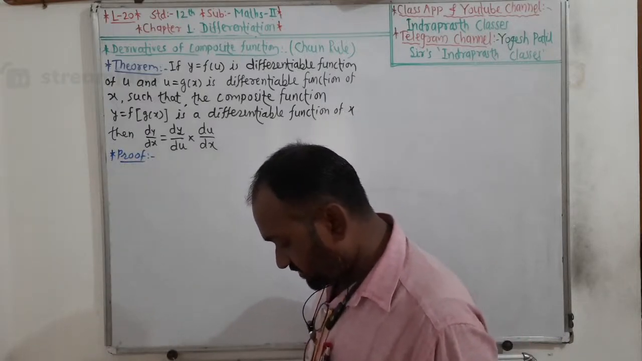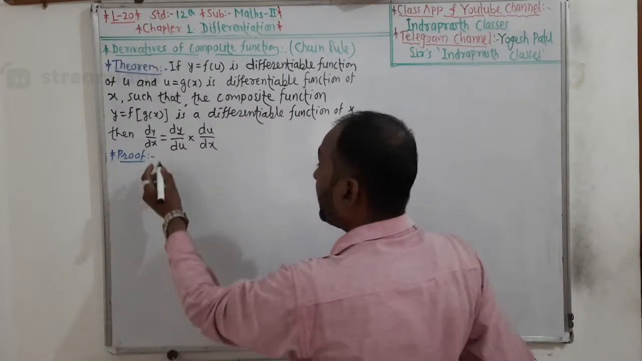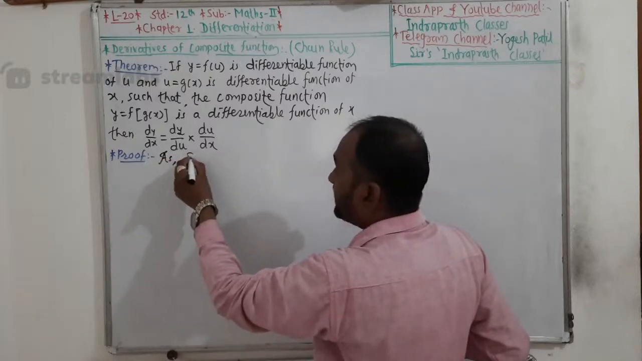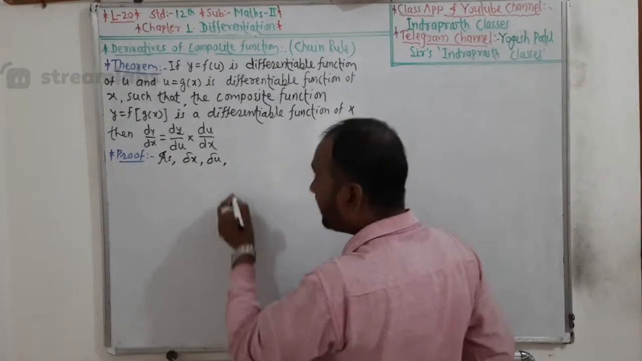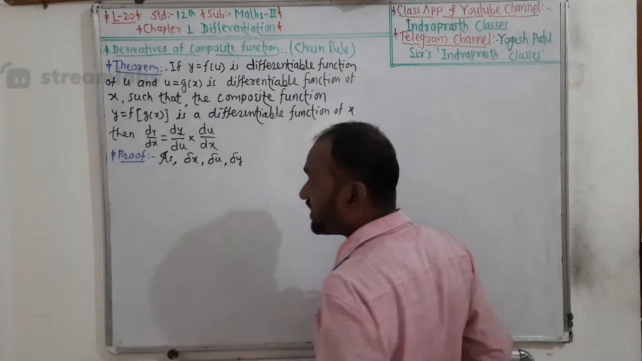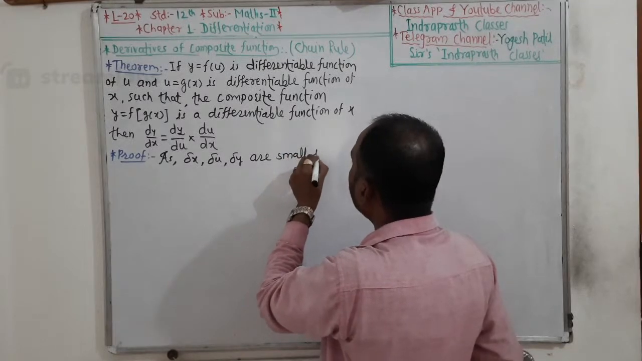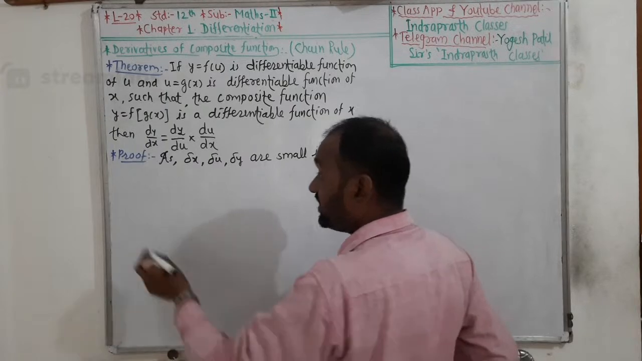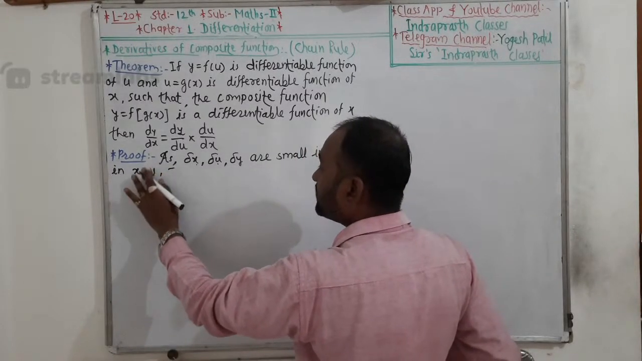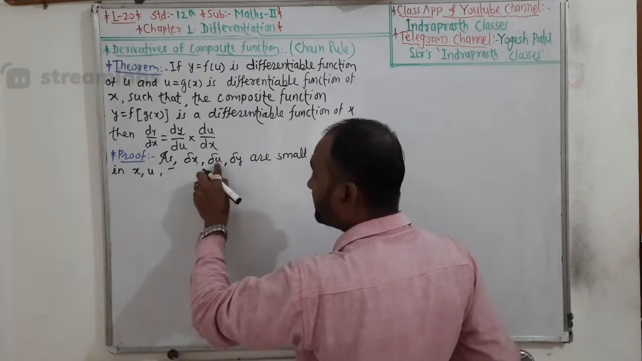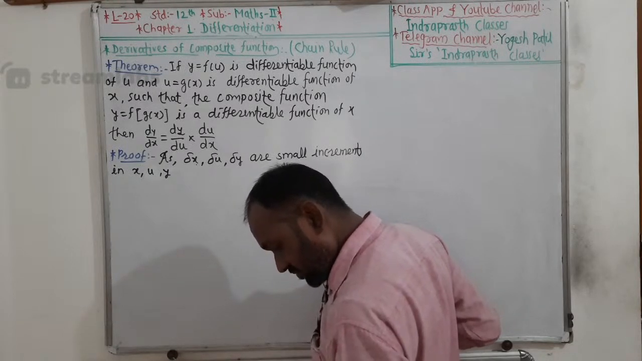As we know, delta x, delta y, delta u, delta y, these deltas, not d, mean small increments in the particular variables x, y, u, y. This is the increment in x, this is the increment in u, and this is the increment in y, respectively.